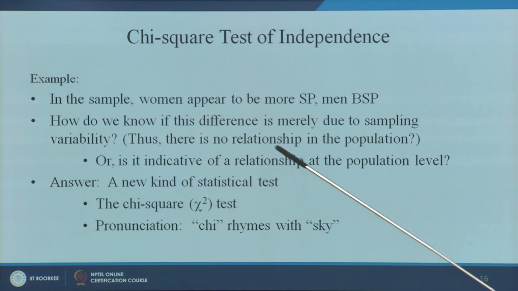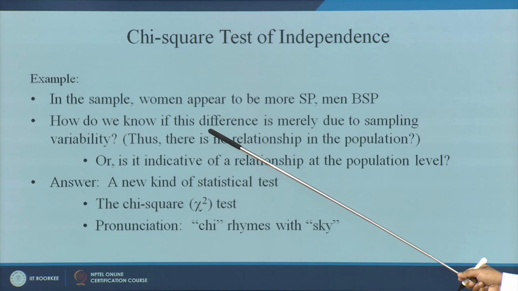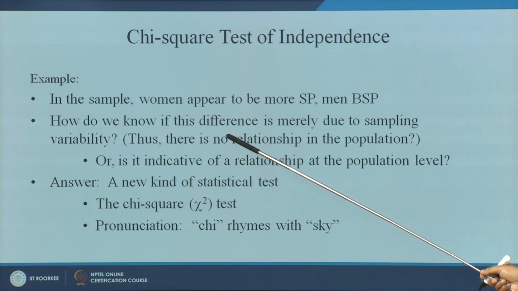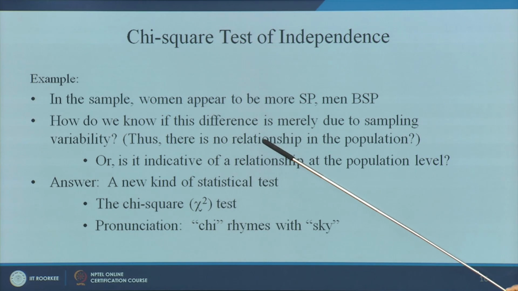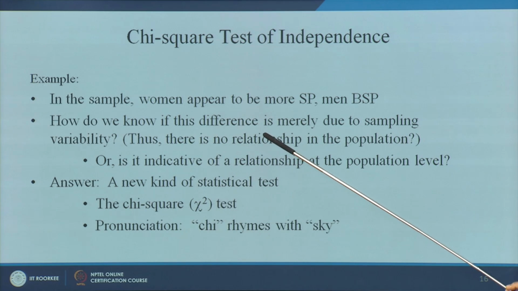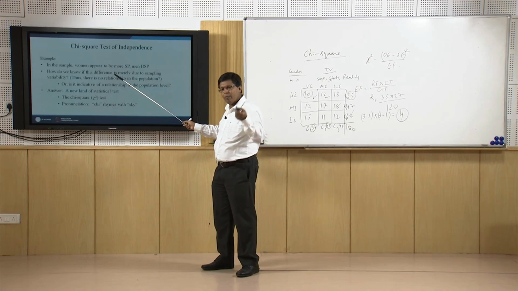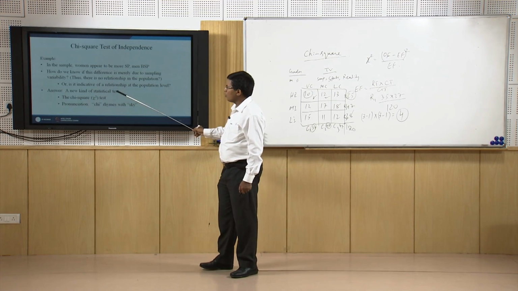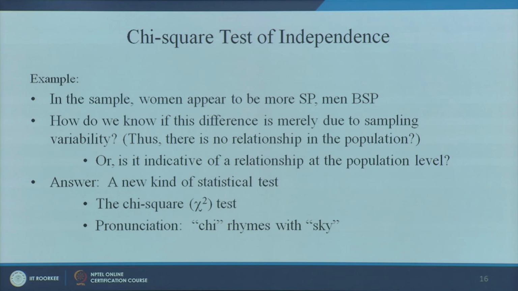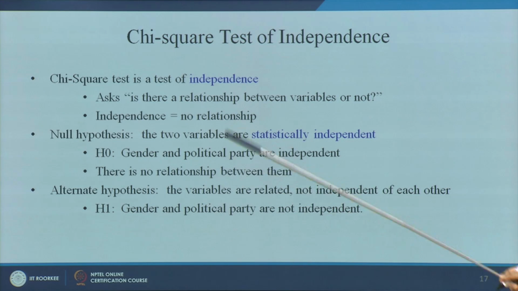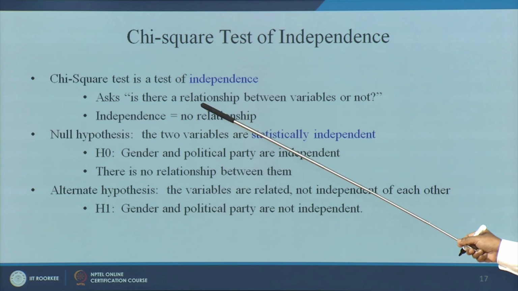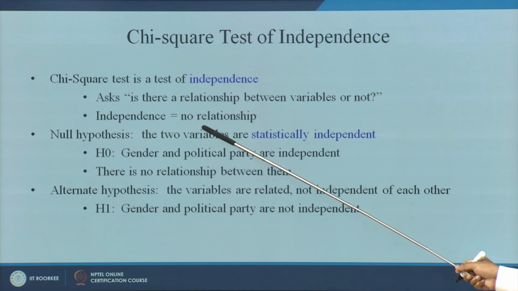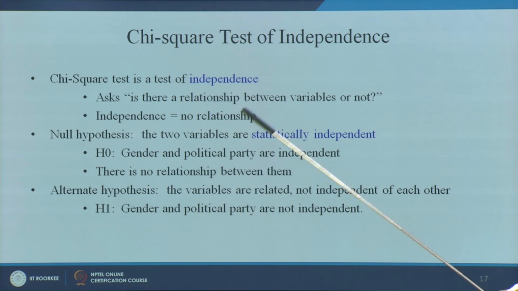The question is, is this difference of men and women that you saw, that we also were speaking through a cross tabulation, just due to the sample, or is it actually the same thing in the population also? So, let us do this. To do this, we say the chi-square test is to be used, right. So, it is a test of independence. It asks if there is a relationship between the variables or not, right. So, independence means there should be no relationship, they are independent of each other, right.